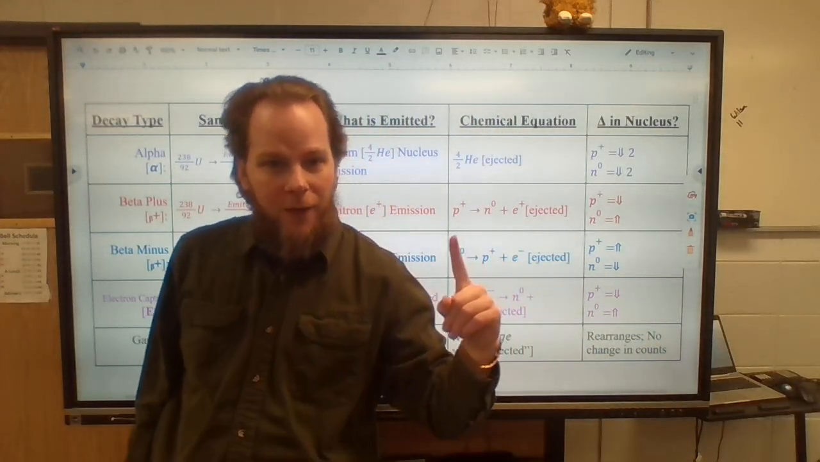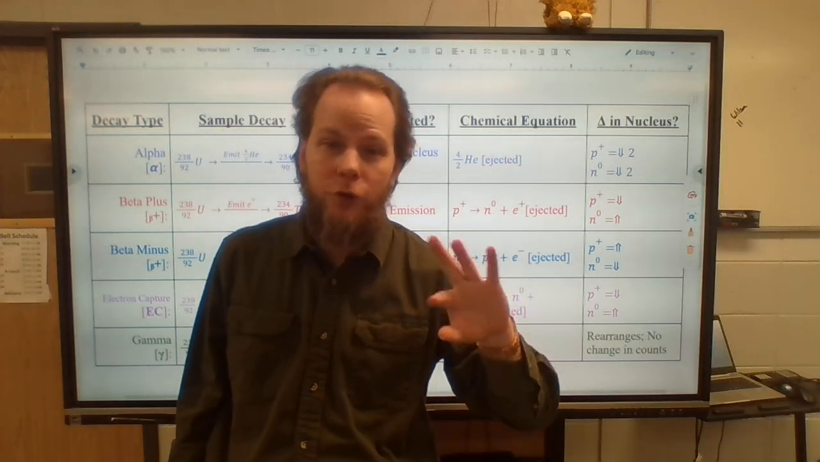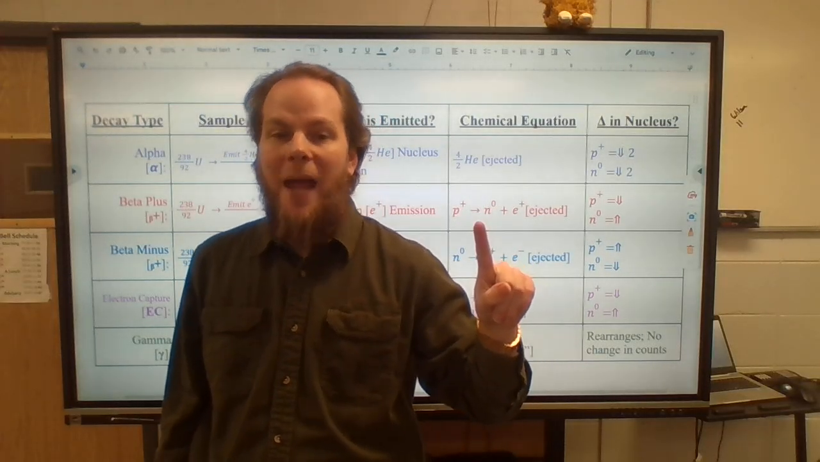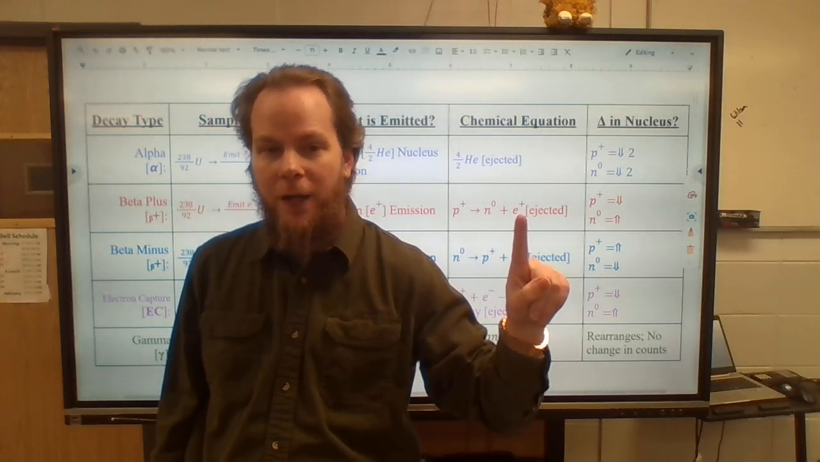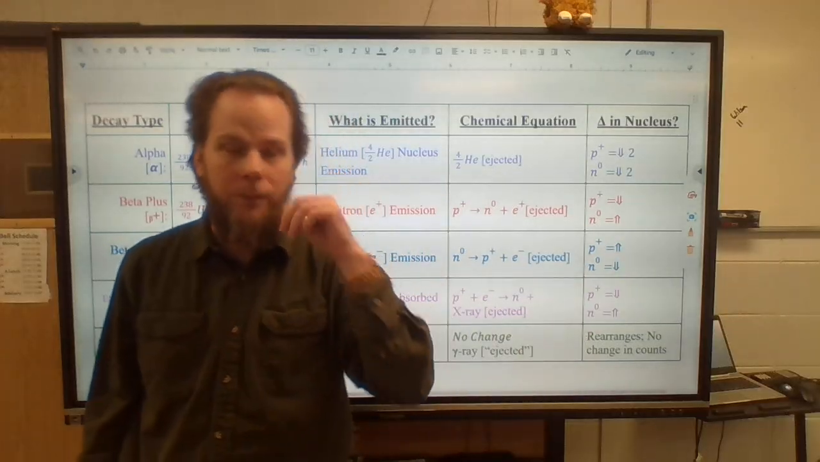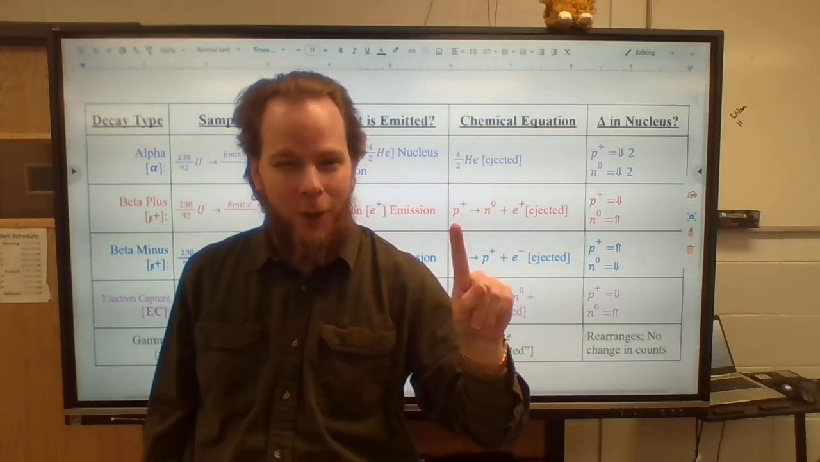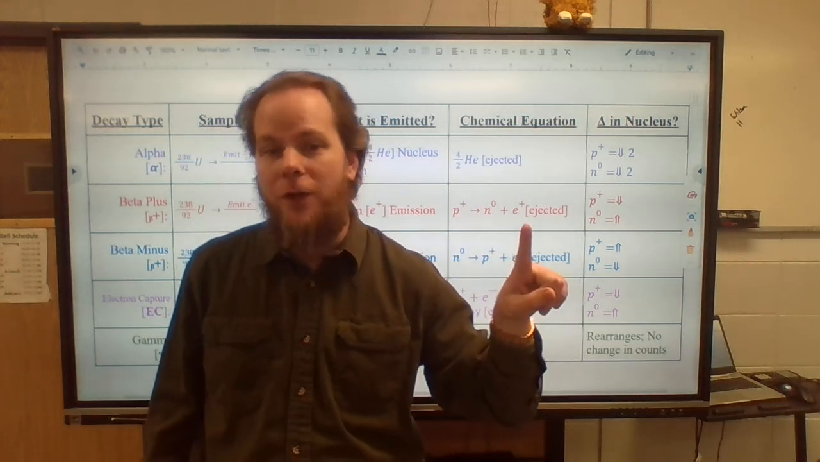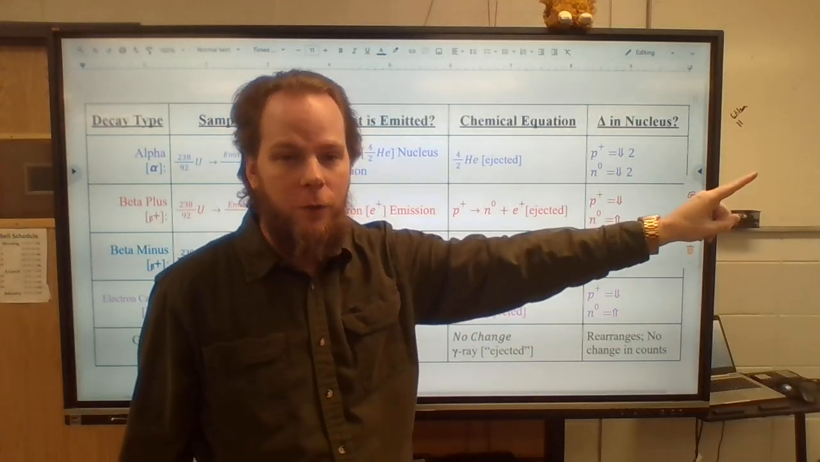In beta plus, a proton breaks down or transforms into a neutron and a positron. So the charge goes with the positron, as does most of the energy, from a process we're not getting into here. A lot of energy is produced in this process as well. All that energy is dumped into the positron, and then the positron is ejected out of the nucleus.